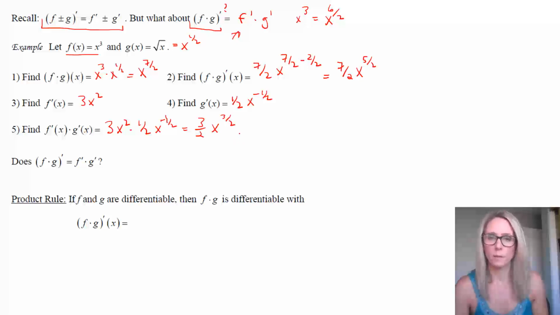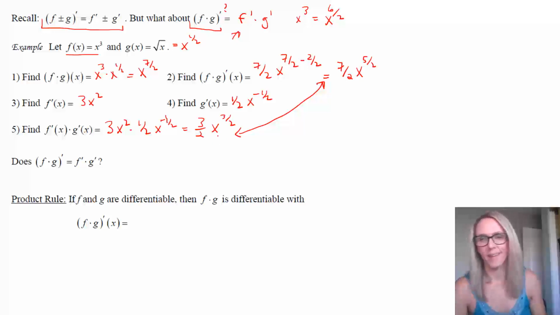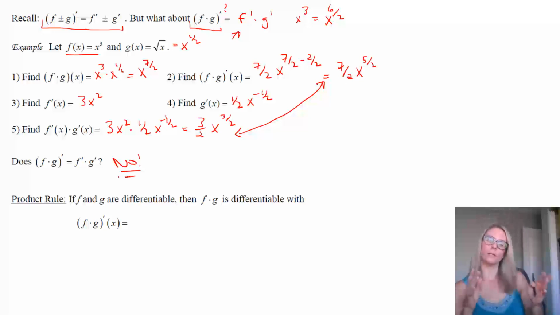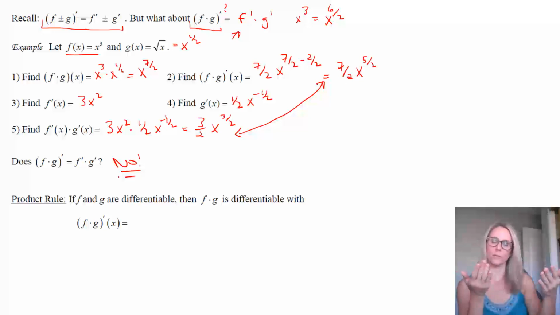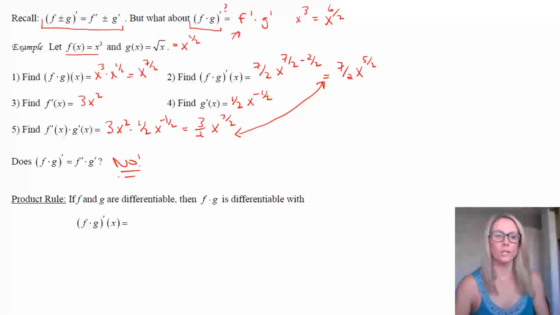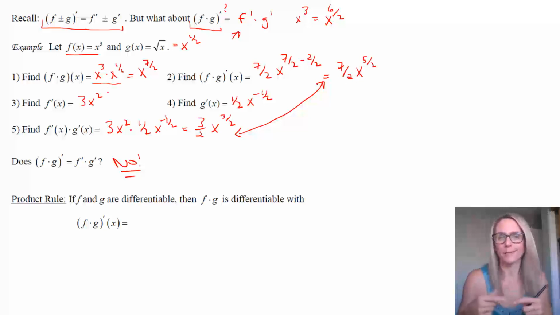So the key thing is, are these two things the same? What we find, of course, is they are not. So you can't just say, I have two things multiplied together, so I'm going to take the derivative of one, take the derivative of the other, and multiply them together. Sorry, that's not going to work. What we need to do is use the product rule. The reason this works out so well here is because you just have x to a power, so you can do it both ways.